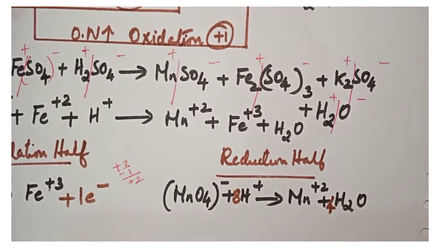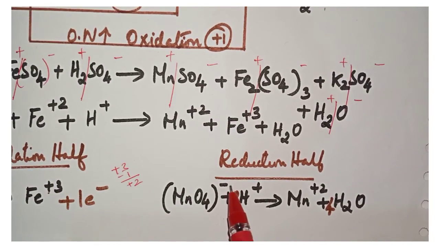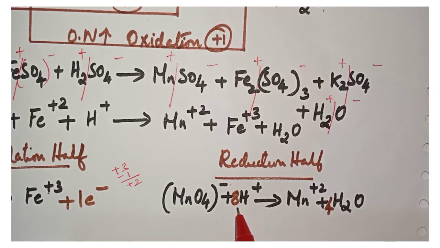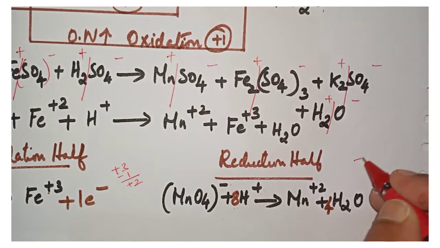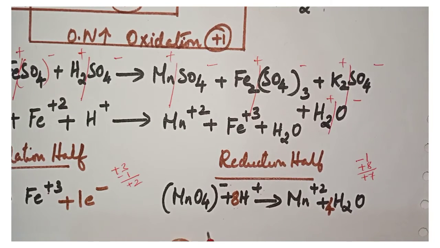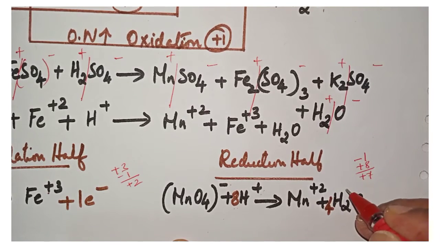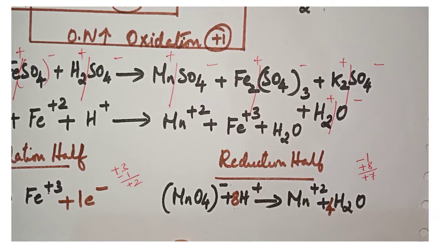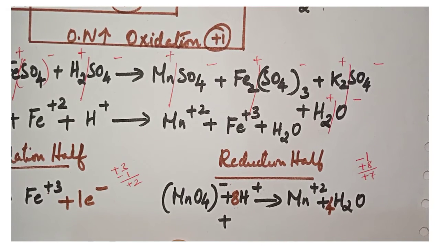Now in the reduction half, let us balance here. Here it is minus 1 and here it is plus 8, because for hydrogen it is plus 1, 8 hydrogen atoms are there, so plus 8. So minus 1 plus 8 gives you plus 7. So on this side the charge is plus 7, whereas on the right hand side the charge is plus 2. So in order to balance the charge, I just add here 5 electrons.